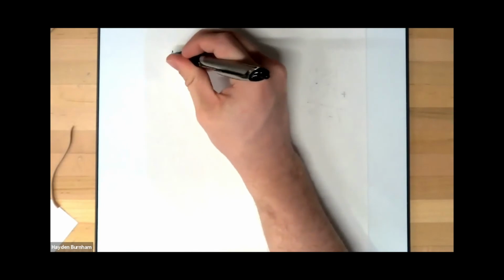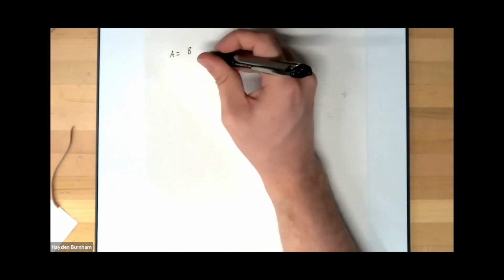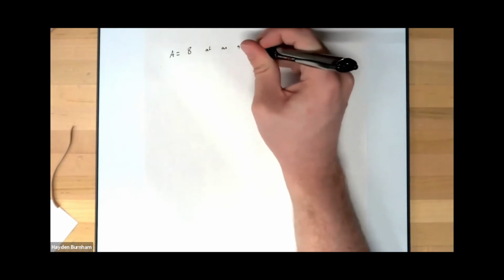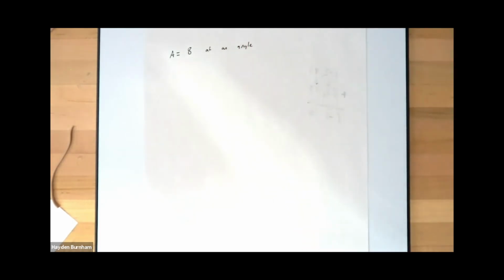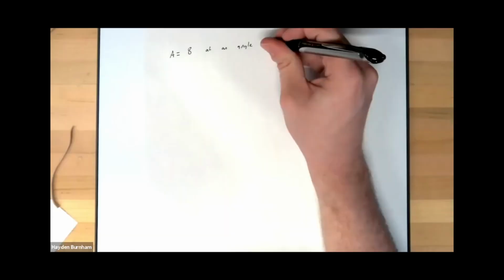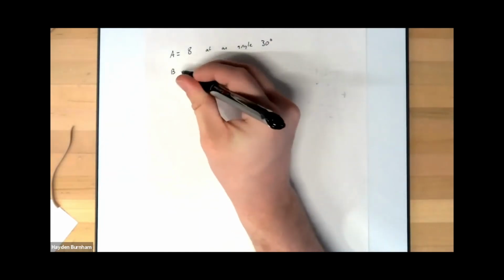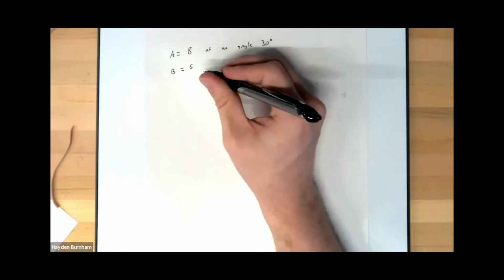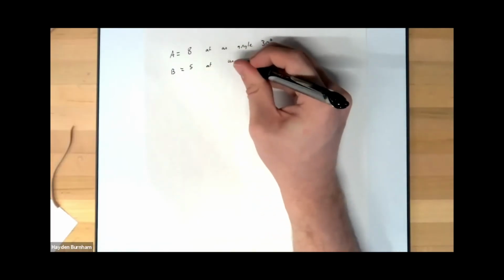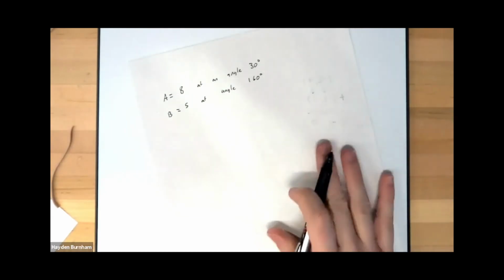Okay, so it was... I didn't write down the numbers. But the magnitude was 8, right? We'll call this one A. So the magnitude was 8 at an angle of 30 degrees. And then we'll say this one's B. That was 5 at angle 160. Sweet. So in this case, you just plug them straight into the calculator.